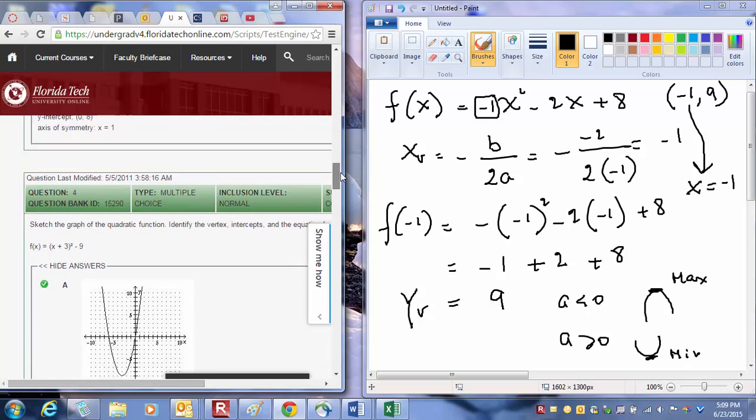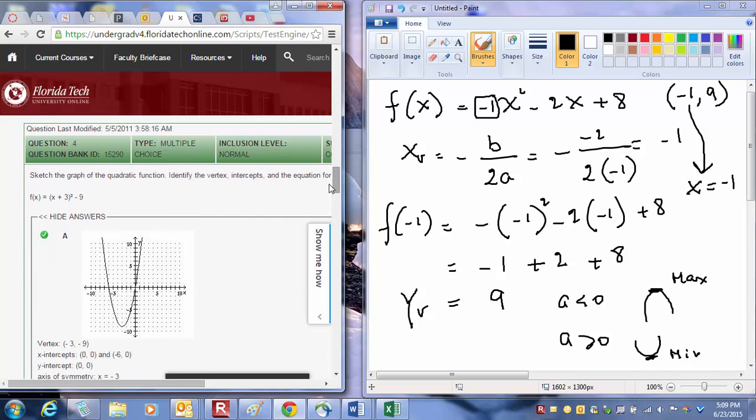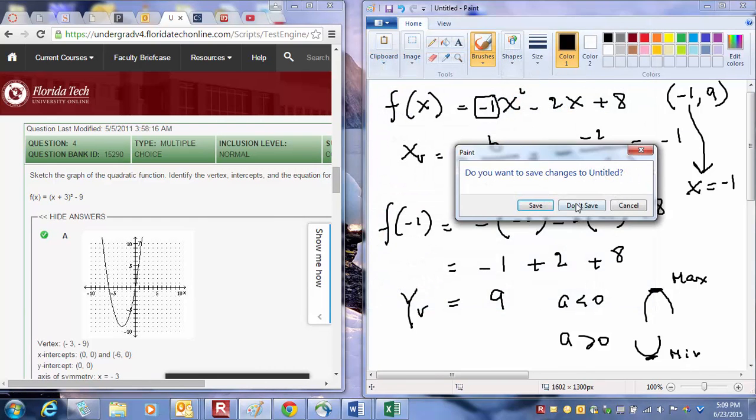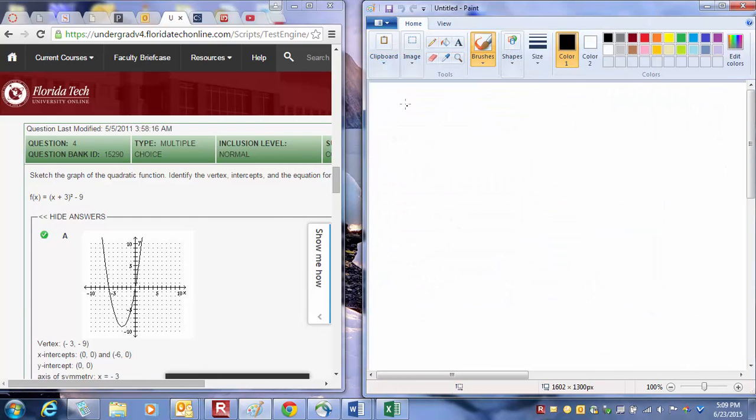Let's look at number 4. Sketch the graph of the quadratic function. So to sketch the graph given the quadratic function f of x equals (x plus 3) quantity squared minus 9.